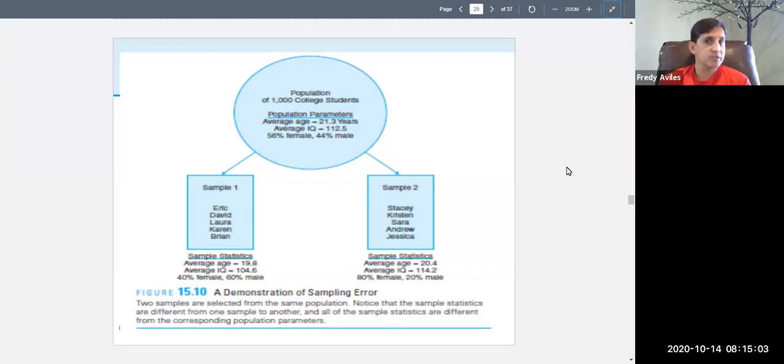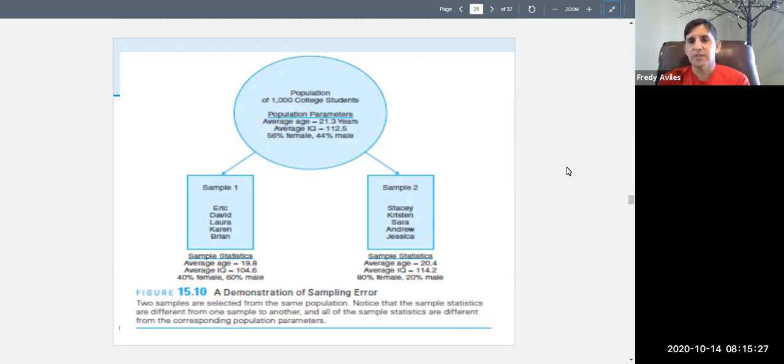Let's say you select another sample. Okay, sample 2. This time you select Stacy, Kirsten, Sarah, Andrew, and Jessica. The average age of these is 20.4. The average IQ is about 114.2, about 80% female, 20% male. Still, there are some differences. There's always going to be some slight differences between your population and your sample, okay?